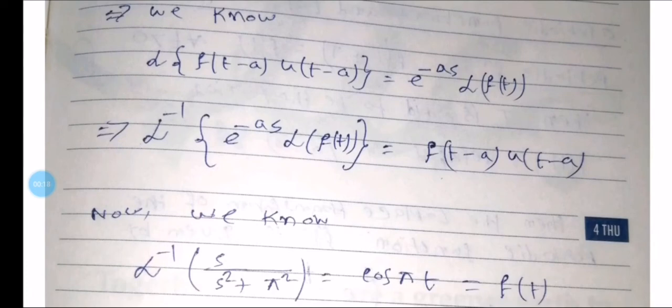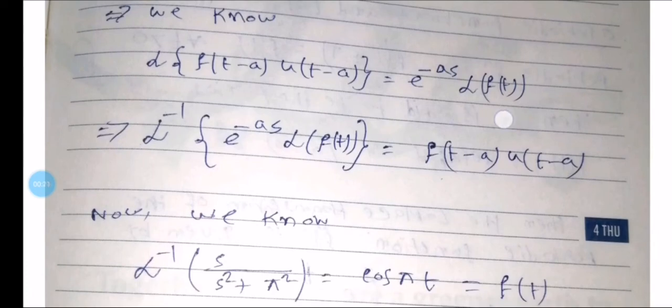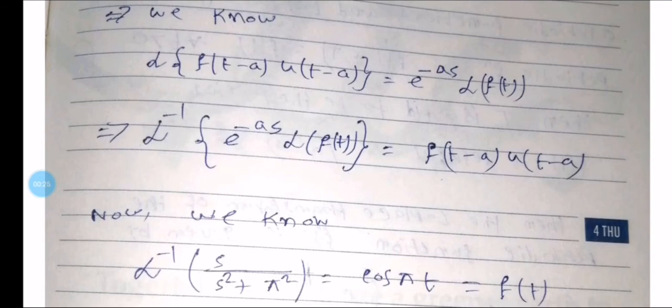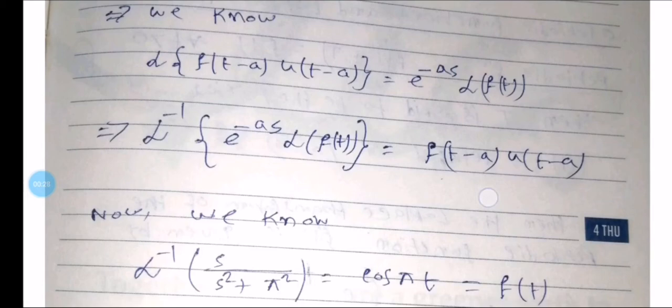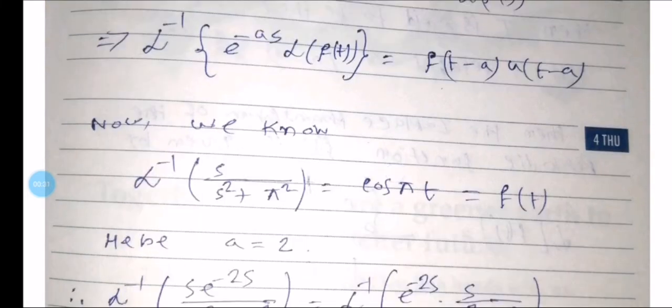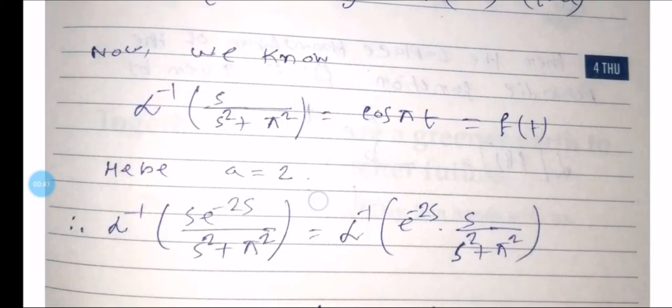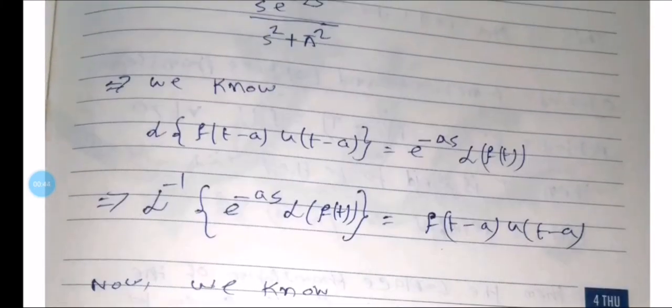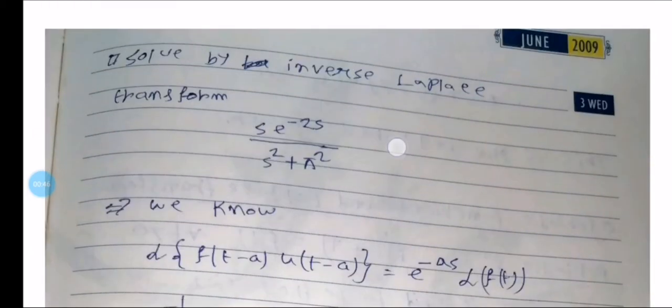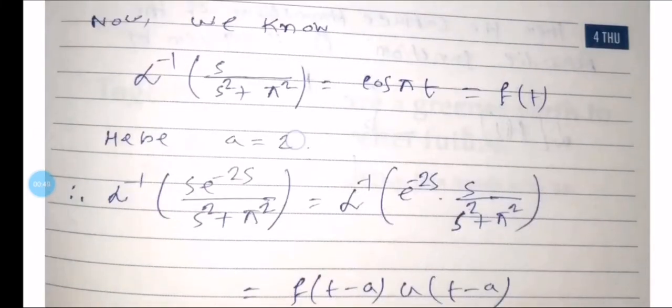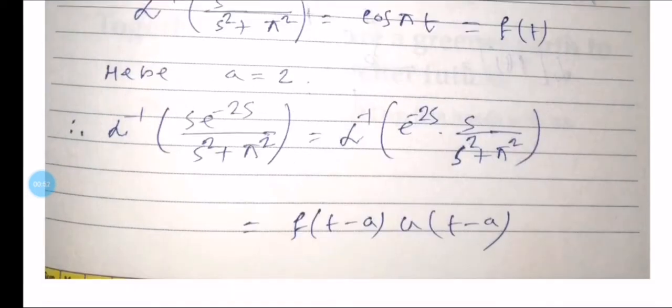So if we take L inverse on both sides, L inverse of e to the power minus as L of f of t equals f of t minus a u of t minus a. So L inverse of s by s square plus pi square, we already know, is cos pi t. So we consider this as f of t. Here we consider a equal to 2.